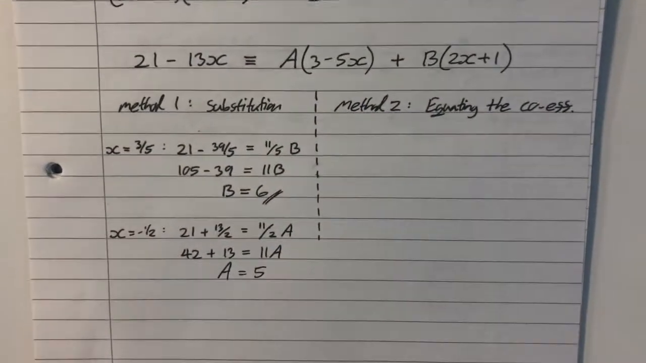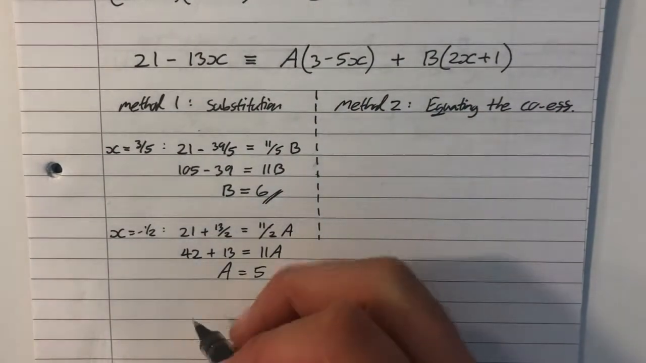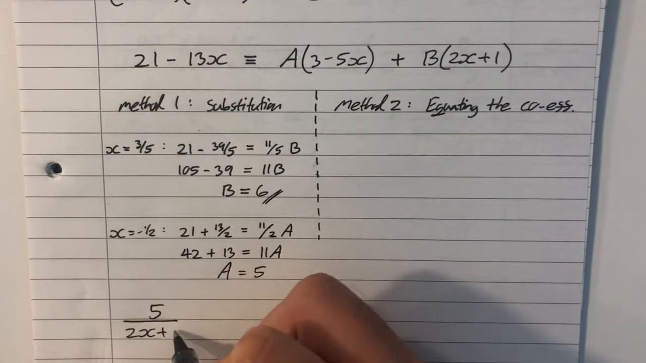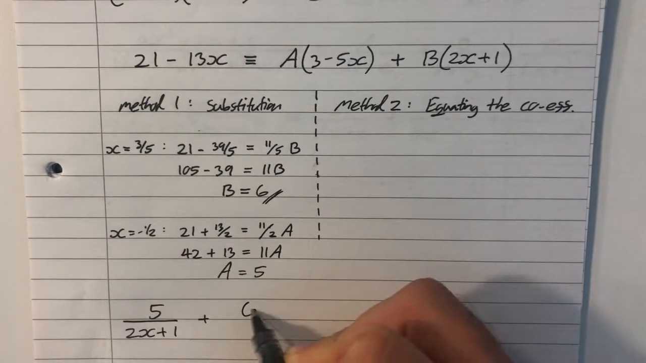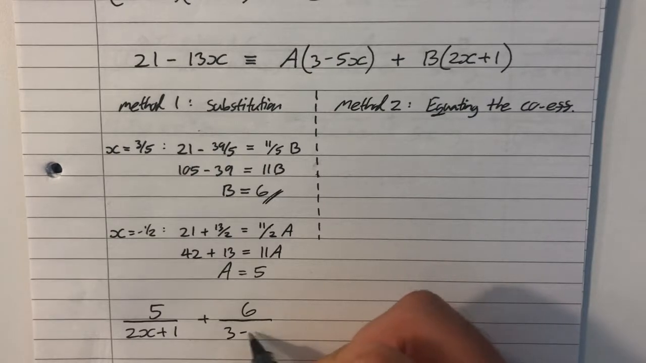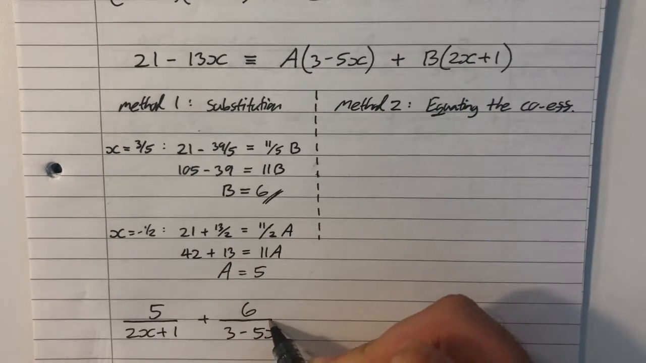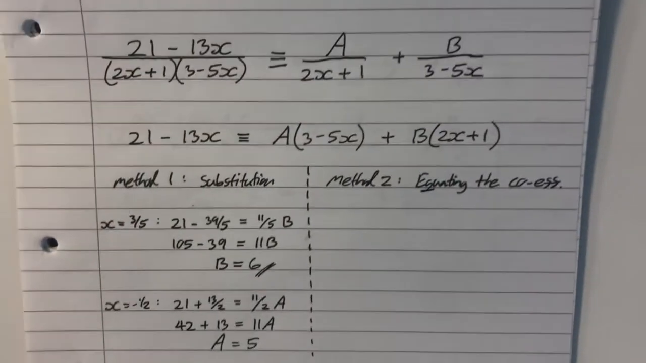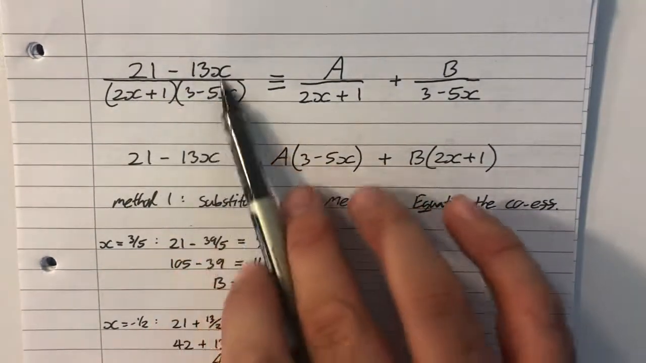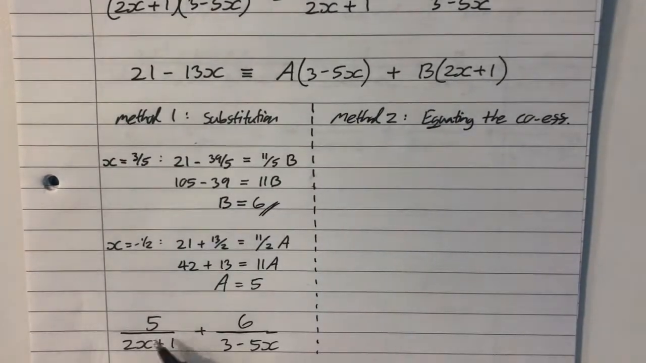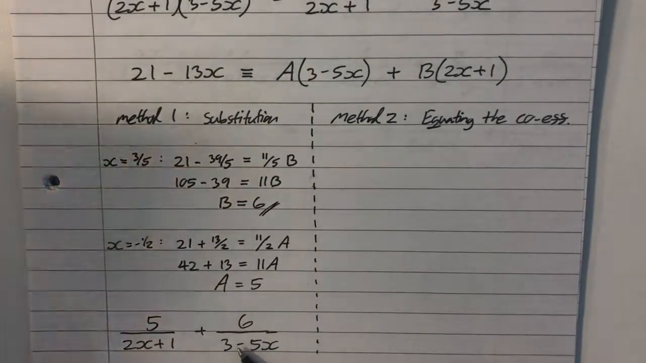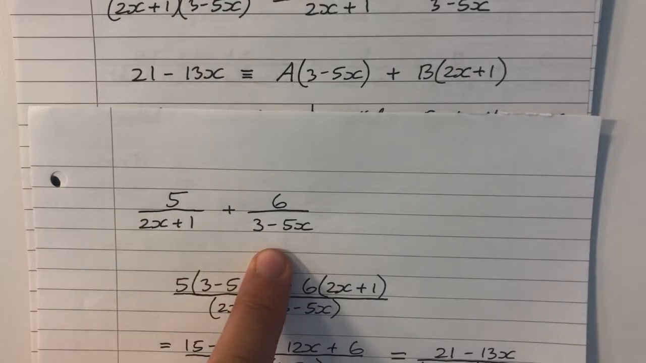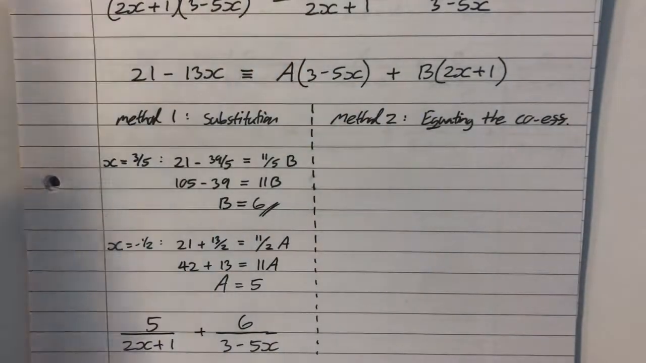Once I've got my values of a and b, I can then state my answer as being 5 over 2x plus 1, plus 6 over 3 minus 5x. Okay, that's my solution. So I've written this single fraction now as two separate fractions, which are the two fractions I actually started with in the previous video.